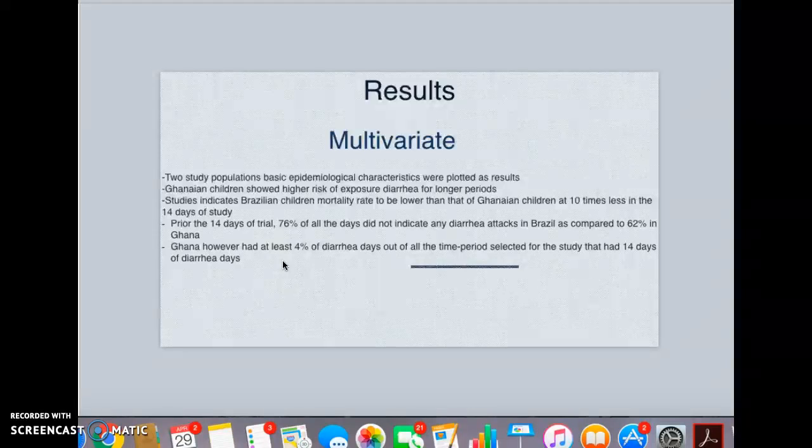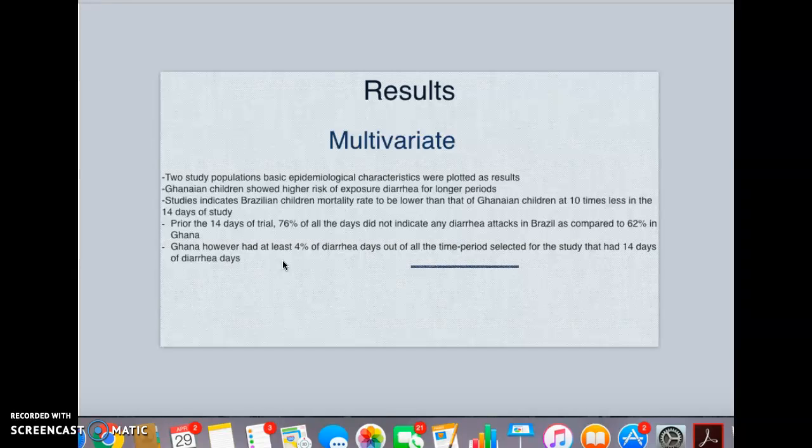So the results were multivariate. Two study populations' basic epidemiology characteristics were plotted as a result. Ghanaian children show higher risk of exposure to diarrhea for longer periods. Studies indicate that Brazilian children's mortality rate is lower than that of Ghanaian children, at 10 times less in 14 days of study, which is a huge difference when we're talking about 14 days.